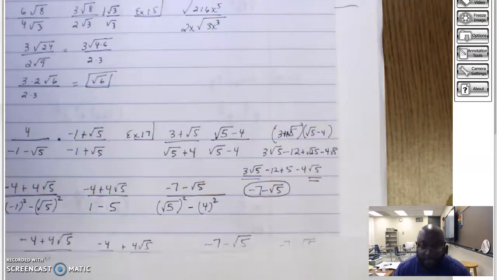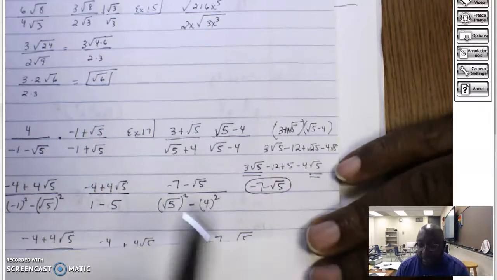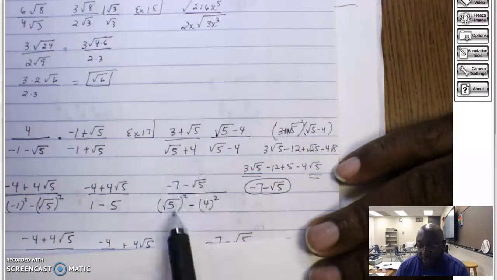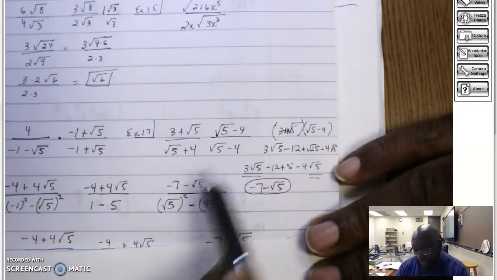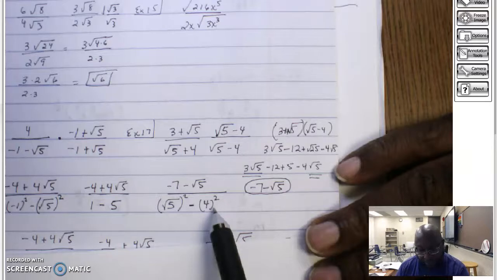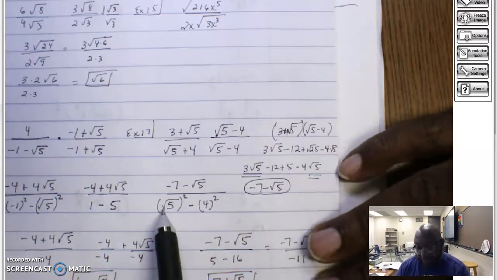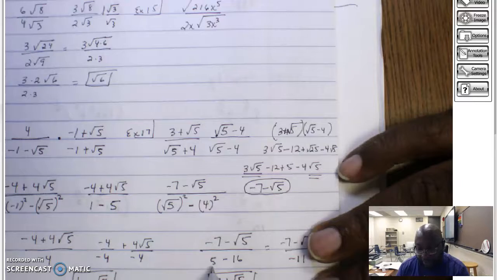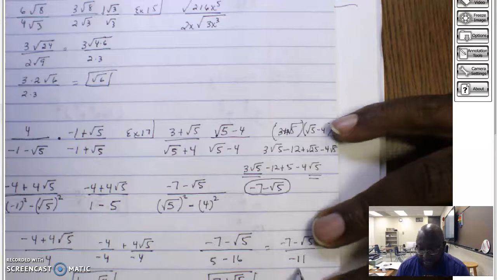Now the denominator, again, because these are conjugates, this happens to be the difference of squares. What I did was I squared the first thing, and I got a subtraction sign because it's a difference of squares. And then I squared the second thing, which happens to be 4, and I got that square here. So now if I simplify that, the square root of 5 squared is just plain 5. And then this is minus 4 squared, which is 16. Now, 5 minus 16 is -11.